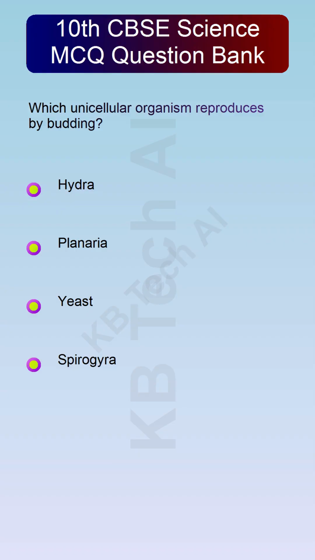Which unicellular organism reproduces by budding? Option 1, hydra. Option 2, planaria. Option 3, yeast. Option 4, spirogyra. The answer is, option 3, yeast.